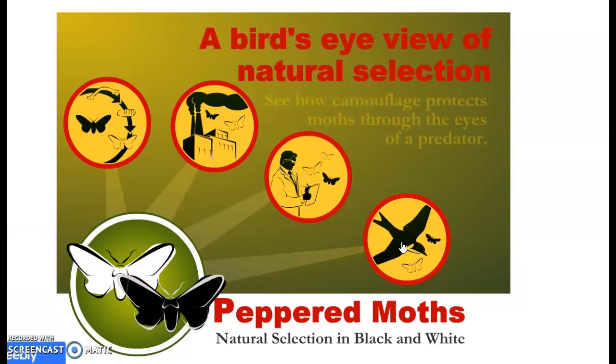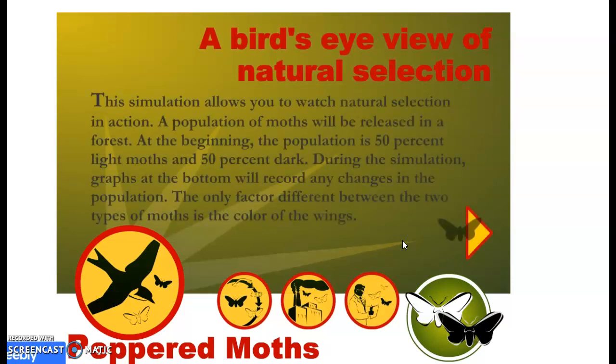Okay, so we're going to click on a bird's eye view of natural selection. This simulation allows you to watch natural selection in action. A population of moths will be released in a forest. At the beginning, the population is 50% light and 50% dark. During the simulation, graphs at the bottom will record any changes in the population. The only difference between the two types of moths is the color of their wings.